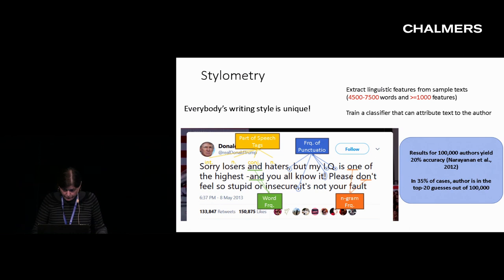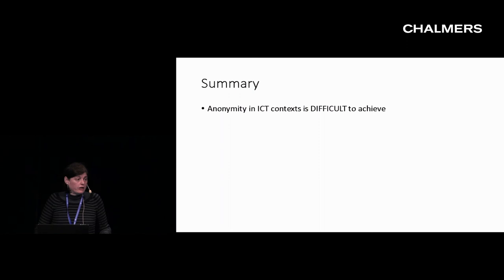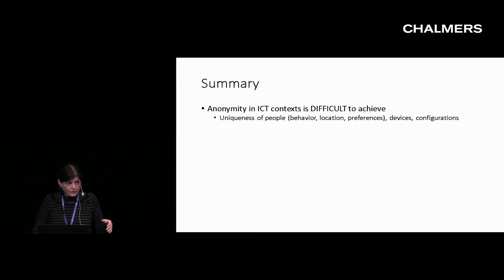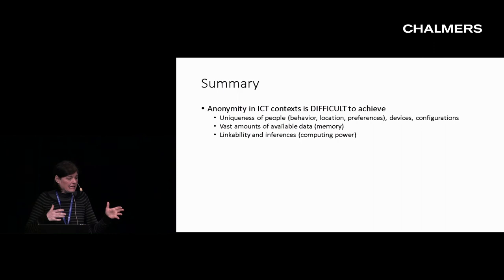Okay, so coming to conclusions, the main message is that anonymity in digital contexts is very difficult to achieve. It's extremely hard because of the uniqueness of people, their behavior, their location, their preferences, their characteristics, their devices, their configurations. Too much uniqueness means that you cannot be confused with others, you don't have an anonymity set. There are vast amounts of data available, which is a kind of memory and background information that can be correlated with whichever observation you create when you are trying to do something anonymously. And of course, all this information is easily linkable and you can make inferences from it with today's computing power.